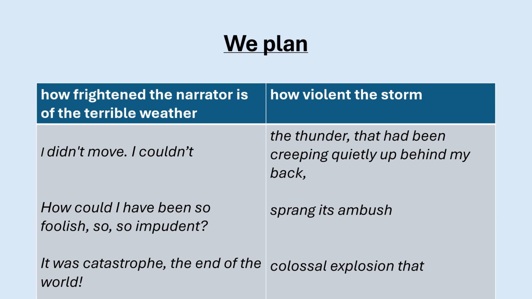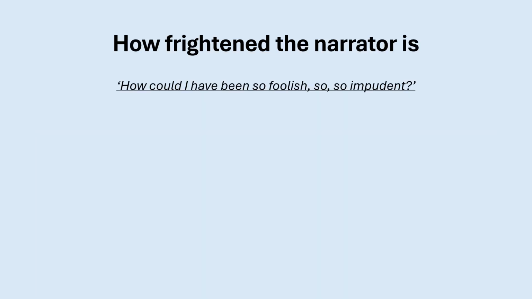Great. We're going to look at one of the quotations, and really I'm going to go through it quite deeply with you, okay? So I'm going to deep dive into the quotation, "How could I have been so foolish, so impudent?" Impudent kind of meaning rudely arrogant, just in case you're unsure of that. So I'm just going to go through it.